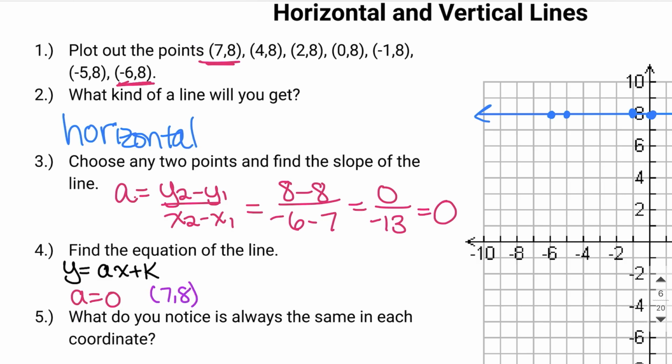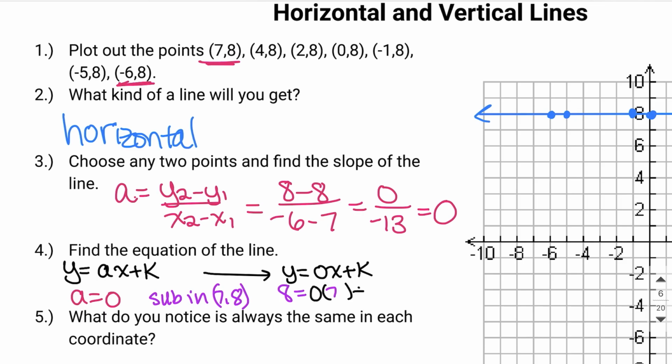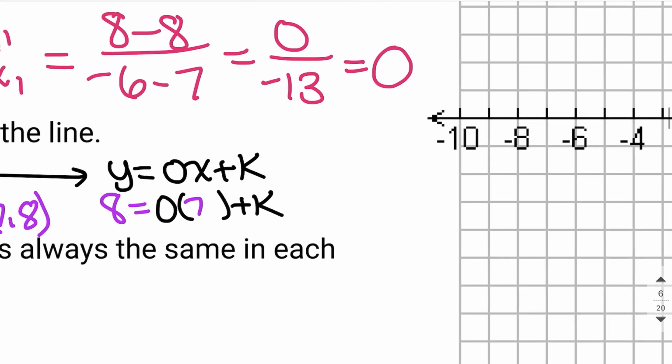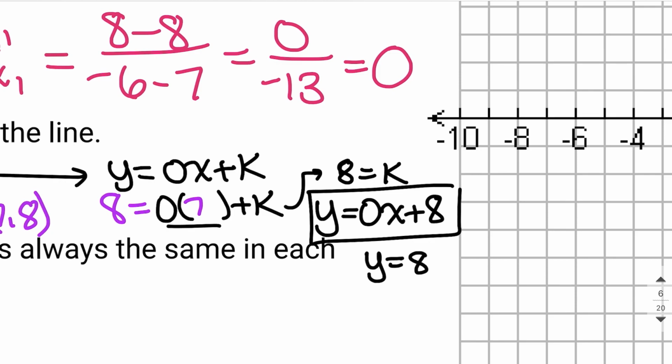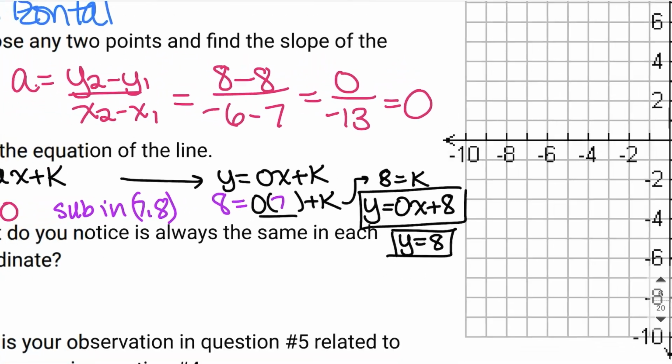So when I do that, I start by saying y equals 0x plus k. And then I end up getting 8 equals 0 times x, which is 7, plus k. Well, 0 times 7 is 0, so this ends up being 8 equals k. So that means that the equation of my line is y equals 0x plus 8, because the a is 0 and the k is 8. But a shorter way of writing that is I can just simply say y equals 8.